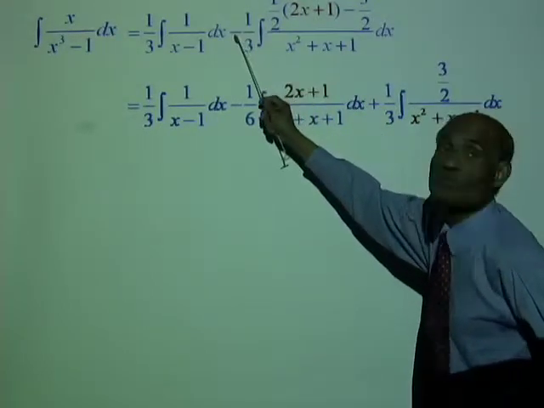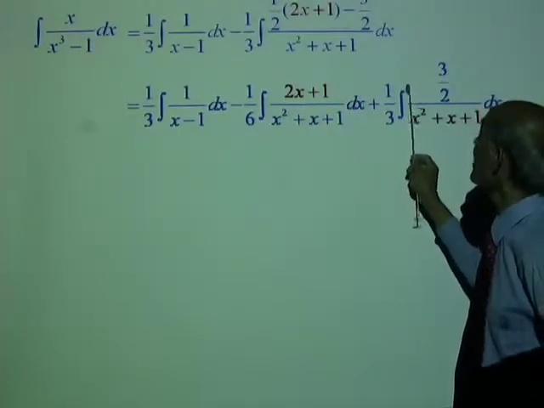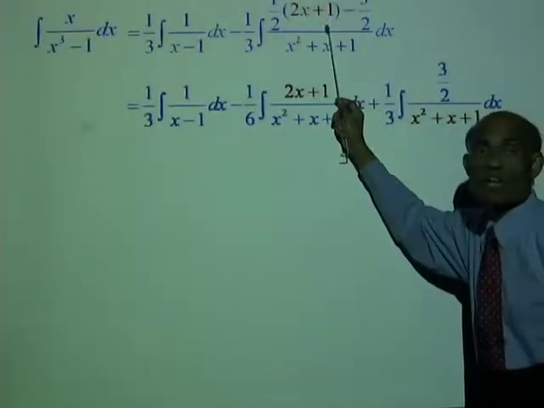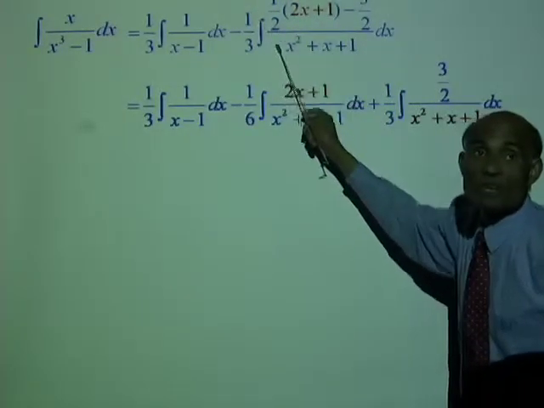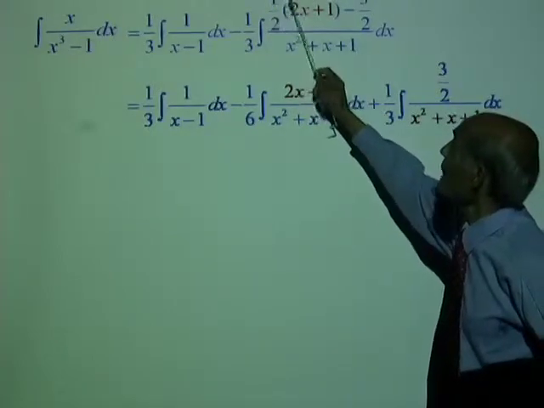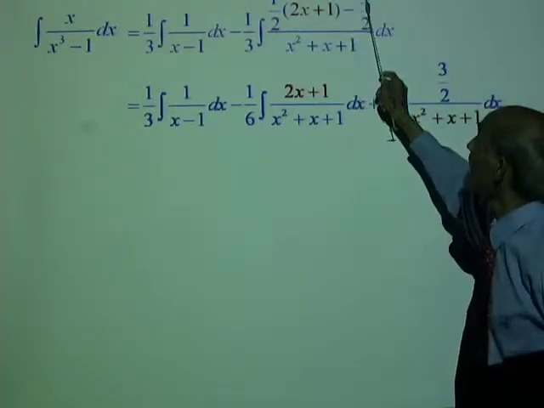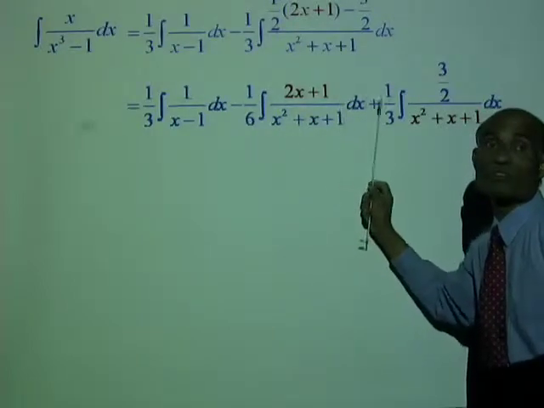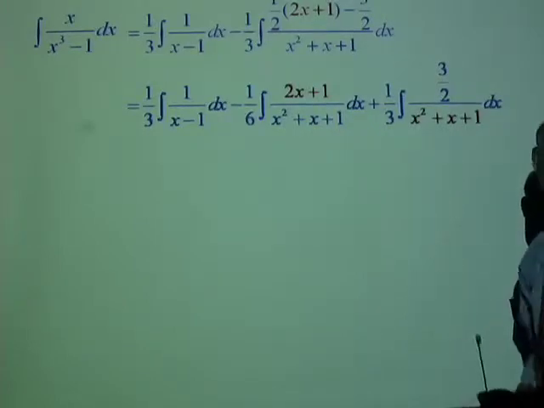That negative with the negative becomes positive, and this now becomes positive 1/3 integral 3 over 2 over x squared plus x plus 1. I want you to look at this and learn that skill. We split this into two integrals. One is integral of 1/2 2x plus 1 over this. The next one is integral negative 3 over 2 over this. And the first one simplified to this. The second one, the negative become positive, simplified to that.